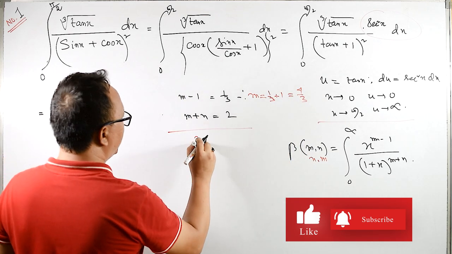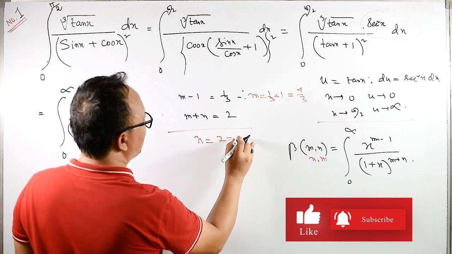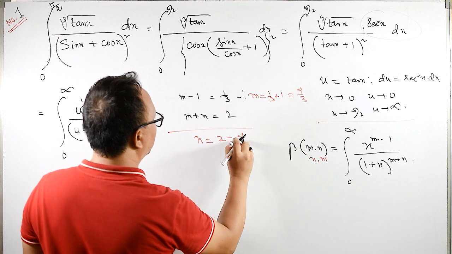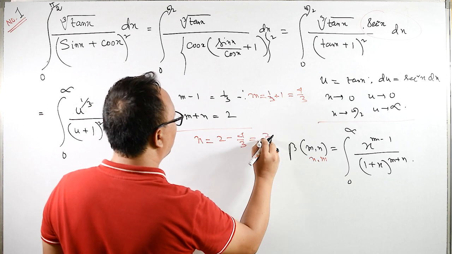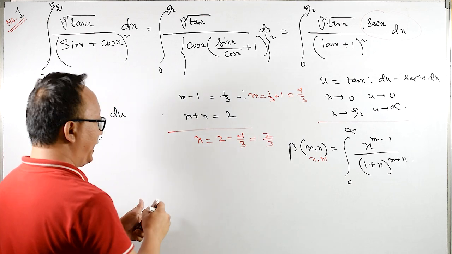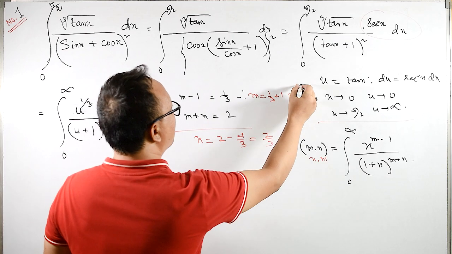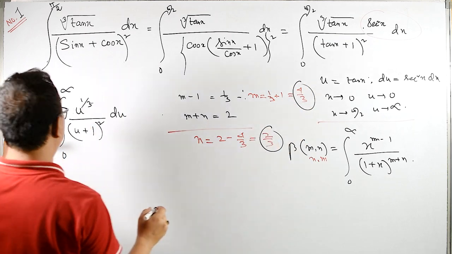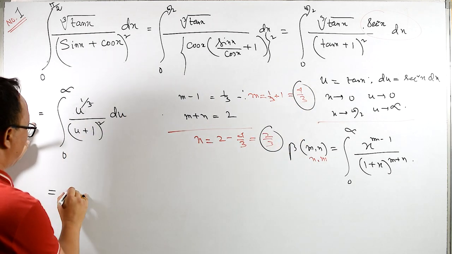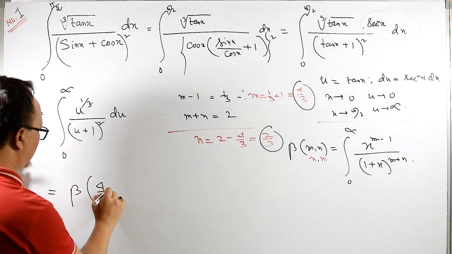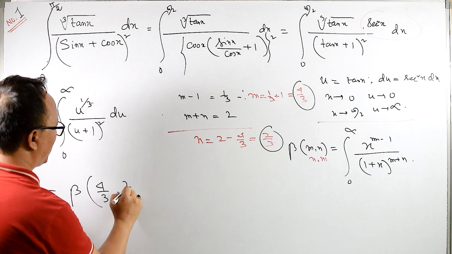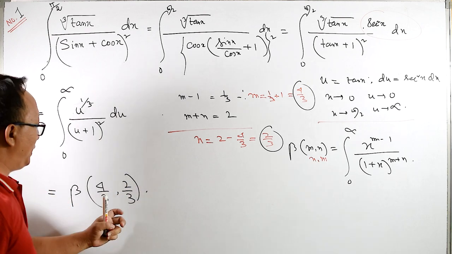So what is n? n equals 2 minus m. m is 4 by 3, so n equals 6 minus 4 by 3, which is 2 by 3. We have m as well as n. Therefore, this integral becomes beta of 4 by 3 and 2 by 3. We need to find this value.